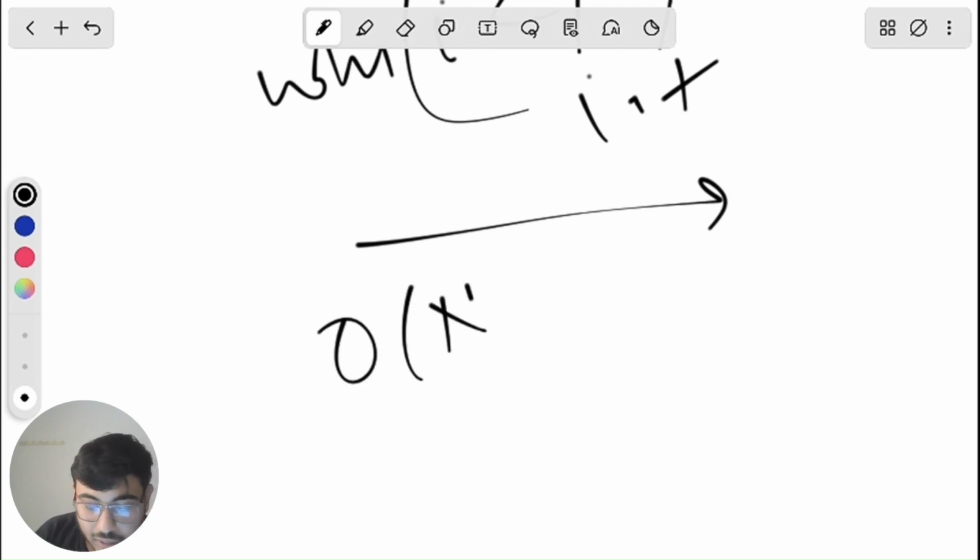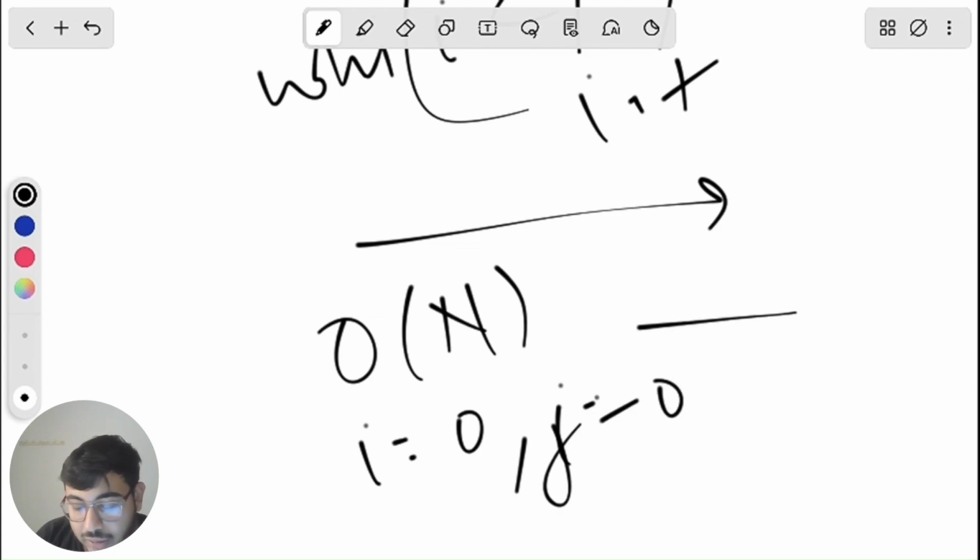Order n, because each i and j are incrementing only one time, and that too in the forward direction. It's not that for every i, j is running n times. We can see that both are moving simultaneously, in parallel. That's why we can say that the runtime is order n.